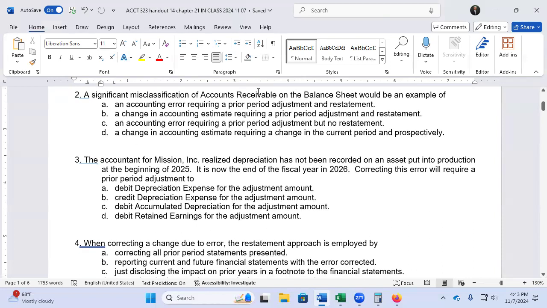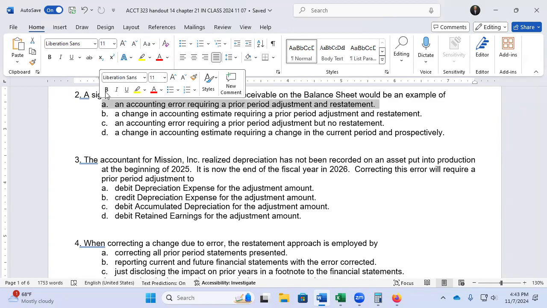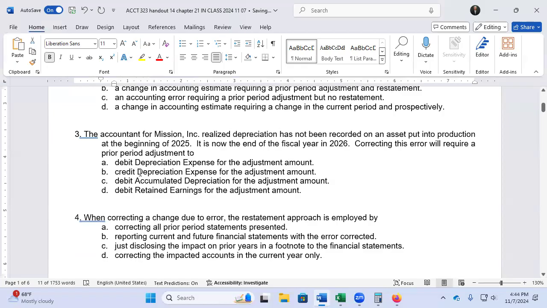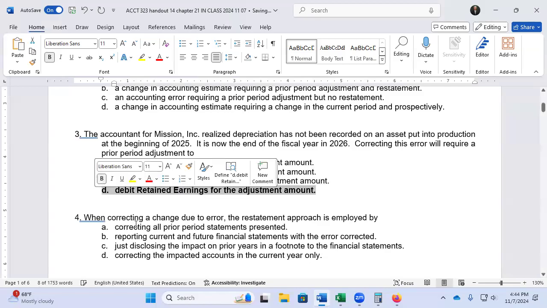A significant misclassification of accounts receivable on the balance sheet would be an example of an accounting error requiring a prior period adjustment and restatement. Okay. Number 3, the accountant for Mission Inc. realized depreciation has not been recorded on an asset put into production at the beginning of 2025. It is now the end of 2026. Correcting this error will require a prior period adjustment to, and so this is retained earnings for the adjusted amount.